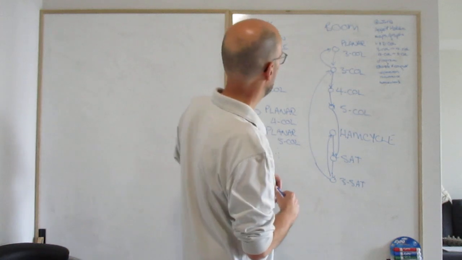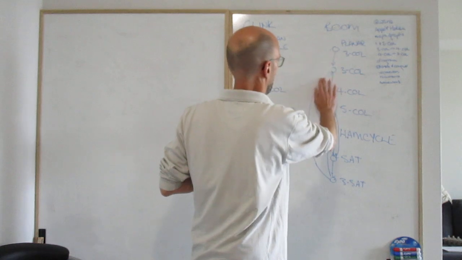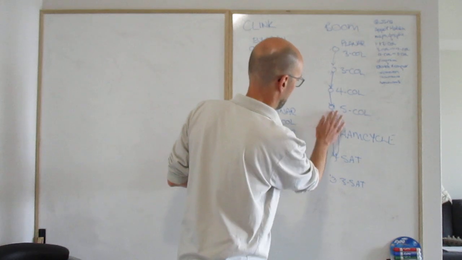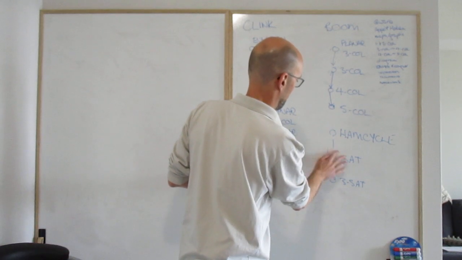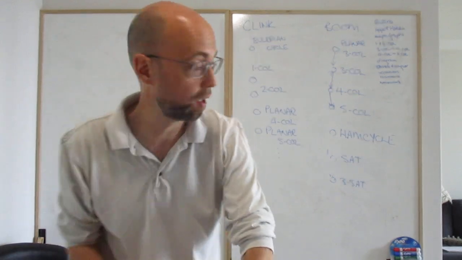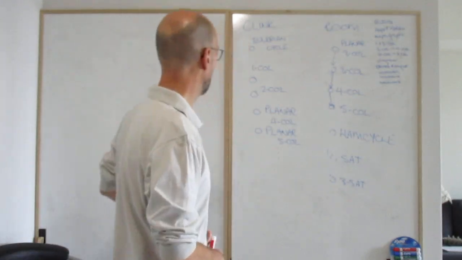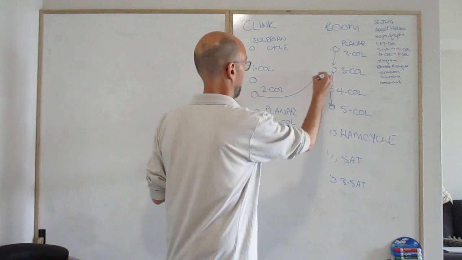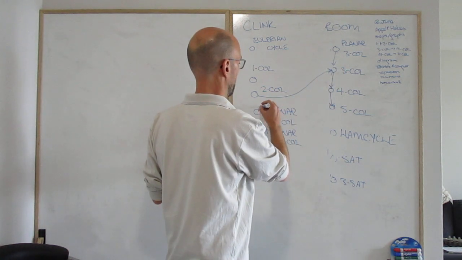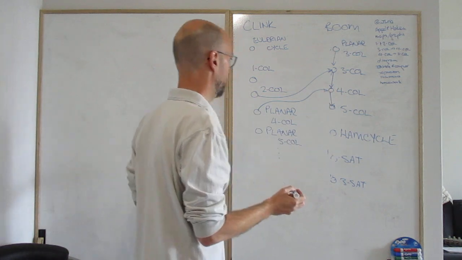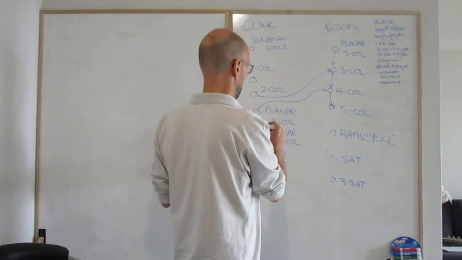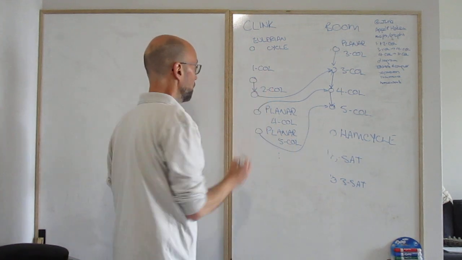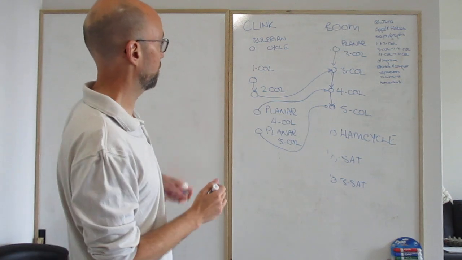So what I should have done is draw those blue lines. So planar 4-colorability, if you can solve 4-colorability, you can clearly solve planar 4-colorability. If you can solve 5-colorability, you can clearly solve it too. Okay, so these blue lines you can figure out.